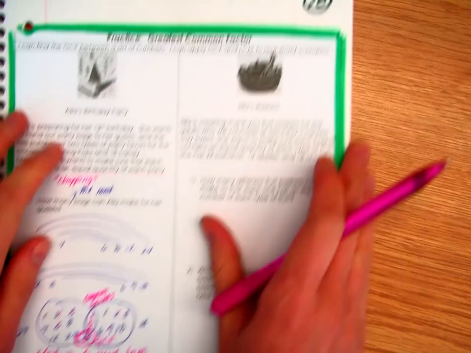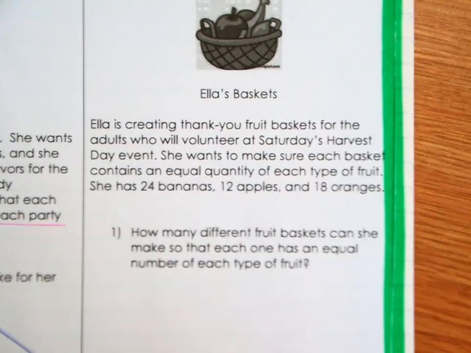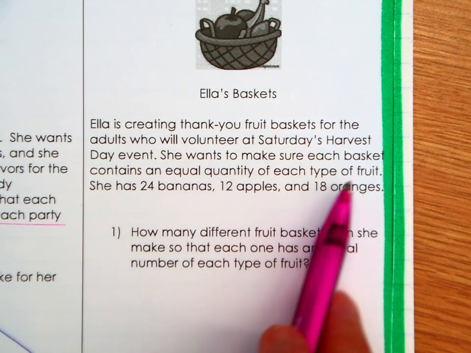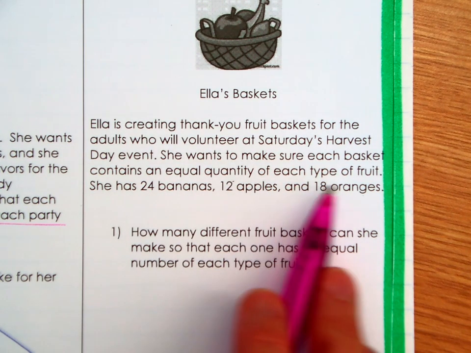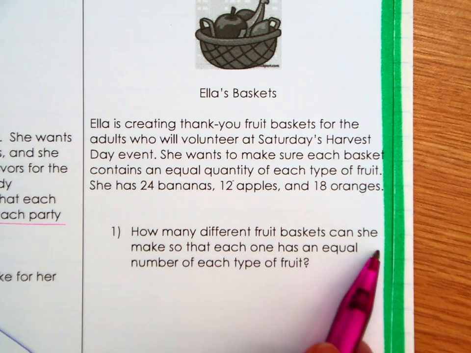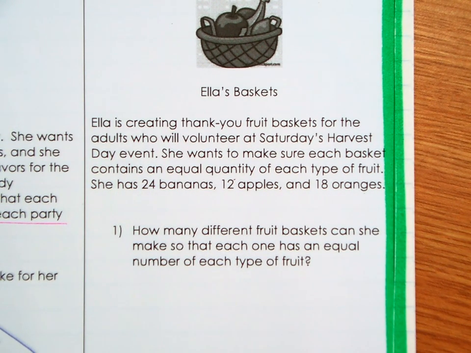Let's move on. Ella's baskets. Ella is creating thank you fruit baskets for the adults who will volunteer at Saturday's Harvest Day event. She wants to make sure each basket contains an equal quantity of each type of fruit. She has 24 bananas, 12 apples, and 18 oranges. How many different fruit baskets can she make so that each one has an equal number of each type of fruit? What is the greatest number of fruit baskets she could assemble so that each basket has an equal quantity of each type of fruit? How many bananas, apples, and oranges will be in each fruit basket if Ella decides to make the greatest number of fruit baskets?